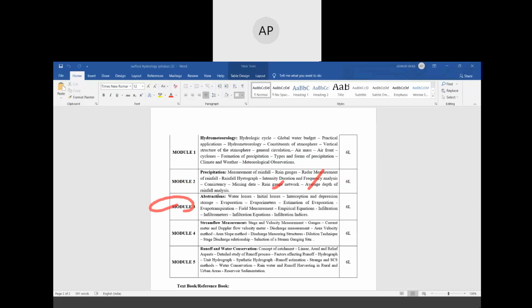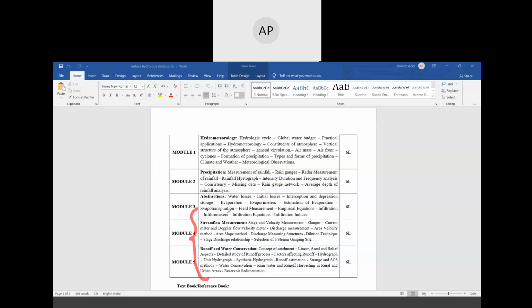And module 3 has abstraction, water losses, initial losses, interception, depression storage, evaporation, evaporimeters, and estimation of evaporation, evapotranspiration. This part, from evapotranspiration to runoff, I will take, and the earlier part will be taken by Gayatri ma'am. So basically I will take this part.